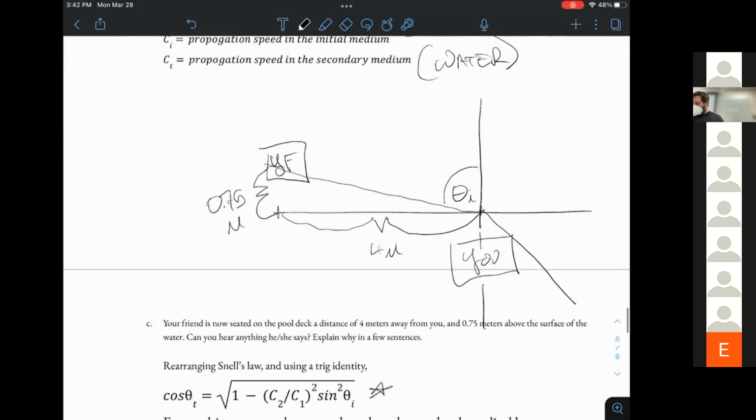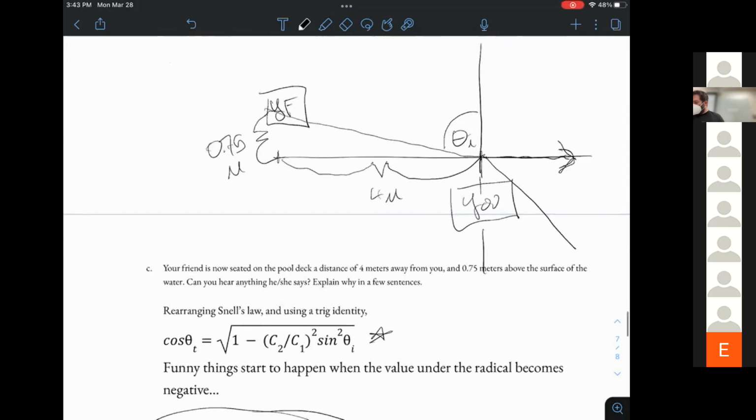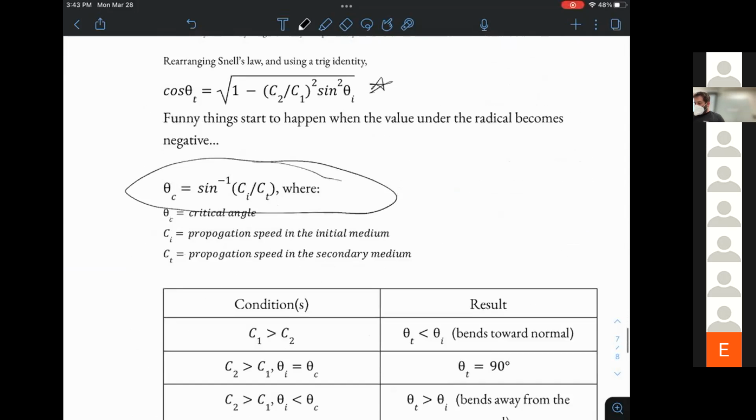So you could get something like this, right? That would be that scenario. This drawing's going to get messy. Okay. Because that angle would be 90.